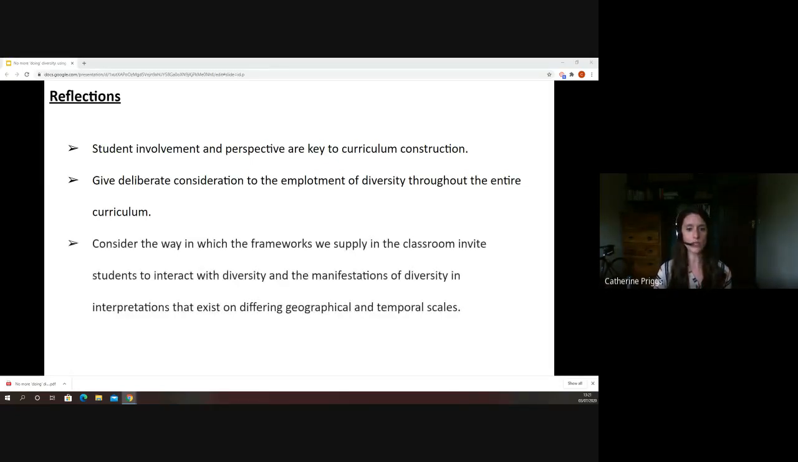And then finally, we must consider the way in which the frameworks we supply in the classroom invite students to interact with diversity.